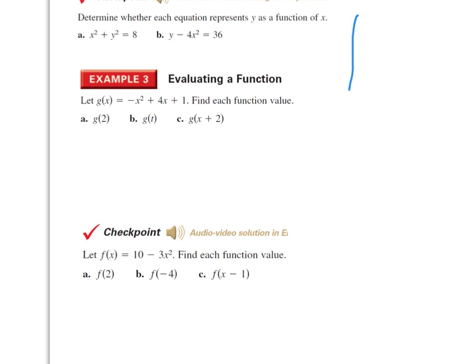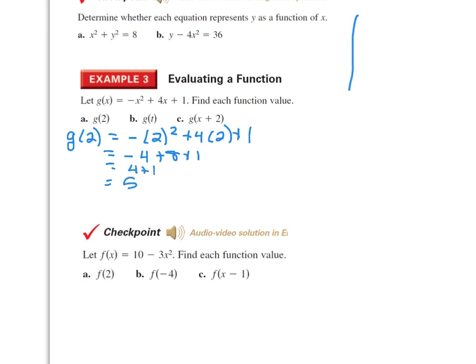So here, this is what I was talking about when I told you about using parentheses. So I'm going to do g of 2. We all know how to do that because we've done that before. So all we're doing is replacing our x with 2. So this is negative 4 plus 8 plus 1, okay, which gives me 4 plus 1, which is 5. So that's the answer for that one.